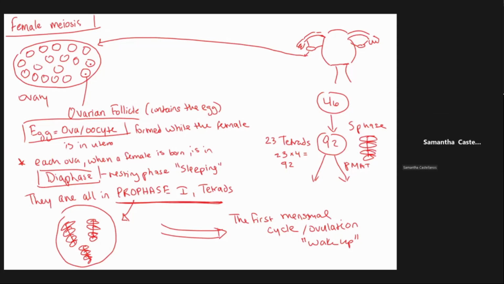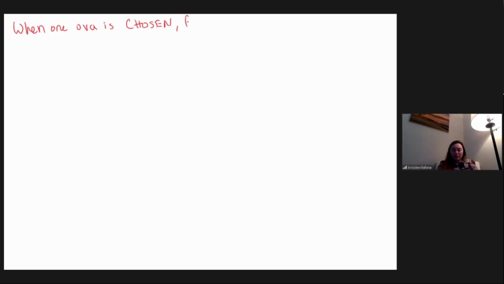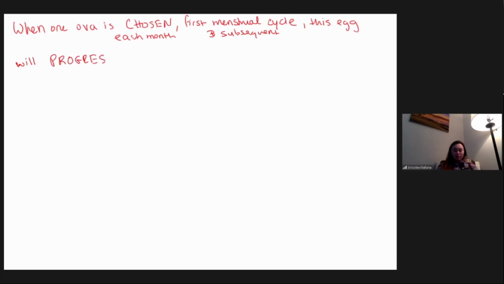Okay. So when one ova is chosen, so this would be the first menstrual cycle, like a girl getting her period, right? This egg, and then every time that you go through a menstrual cycle for the rest of a woman's life. So we're going to say each month, right? For each menstrual cycle, first menstrual cycle and subsequent menstrual cycles, this egg will progress, right? It's going to change from prophase 1, and it's going to go all the way to metaphase 2.